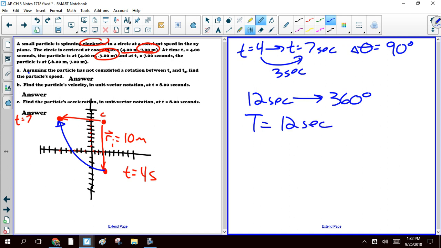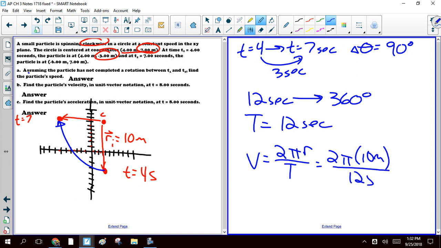Okay, so part A says, assuming the particle hasn't completed a rotation, so that's where I got the 90 degrees from, find the particle speed. Well, speed is the magnitude of velocity, so that's just 2 pi r over T. So 2 times pi times 10 meters in 12 seconds. Sorry, it gives you 5.24 meters a second.